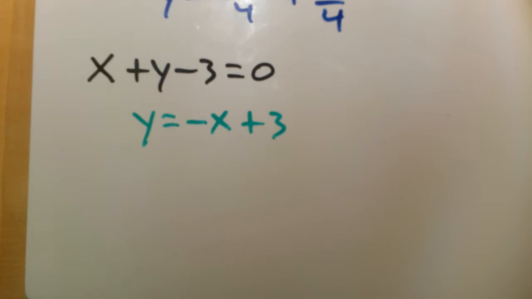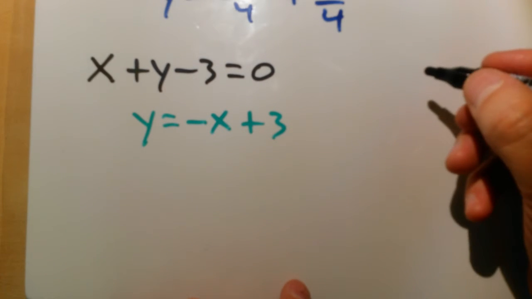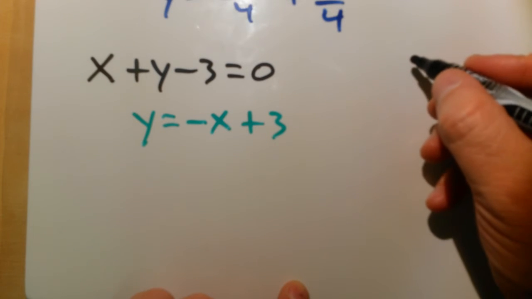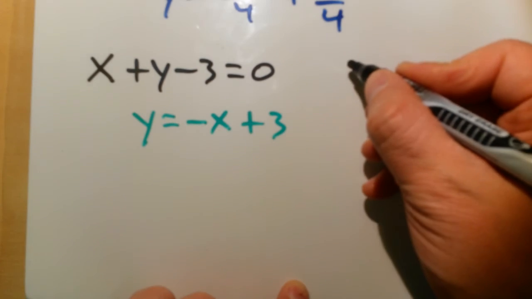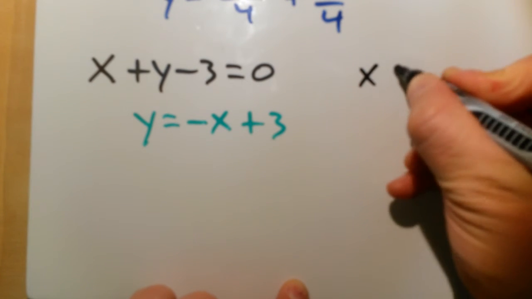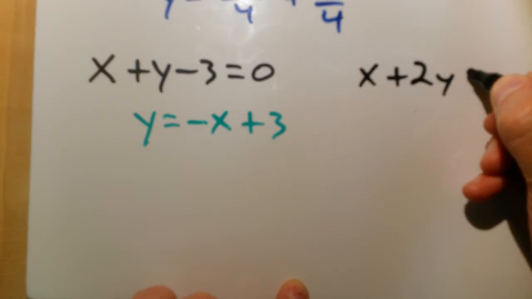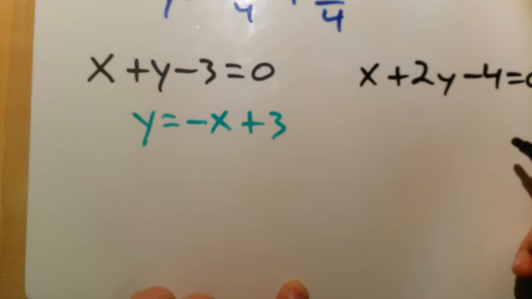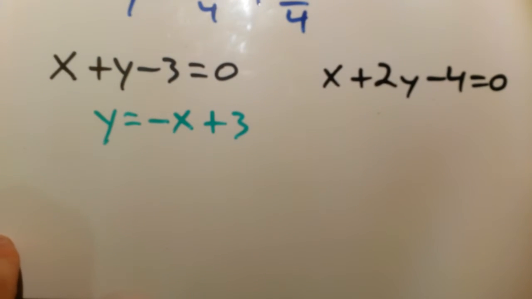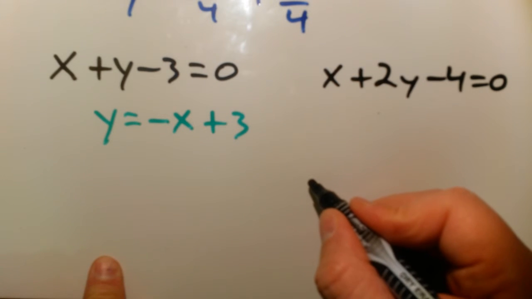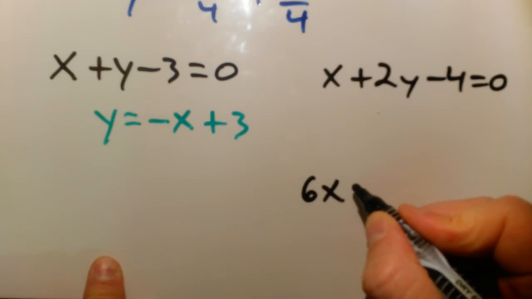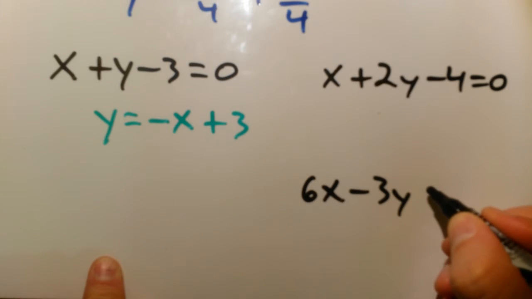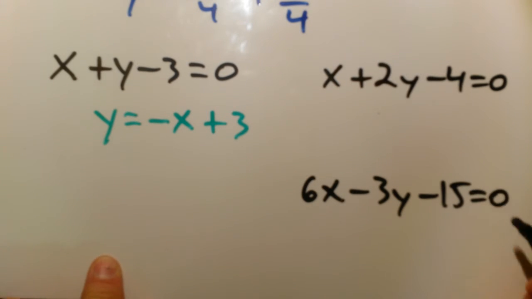Now I suggest you pause your videos for a second, and I want you to solve the following examples. So we have x plus 2y minus 4 equals 0. And then we also have 6x minus 3y minus 15 equals 0. Pause for a second and try to solve these.